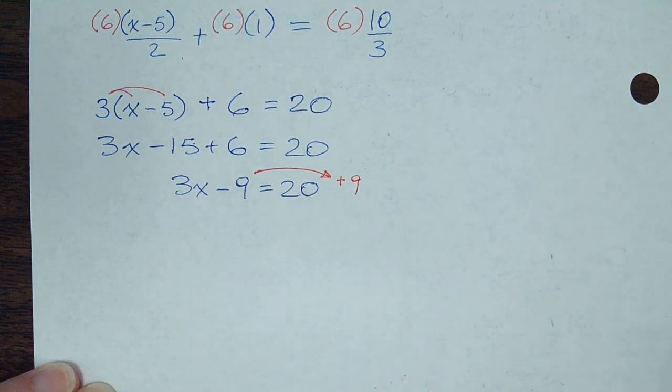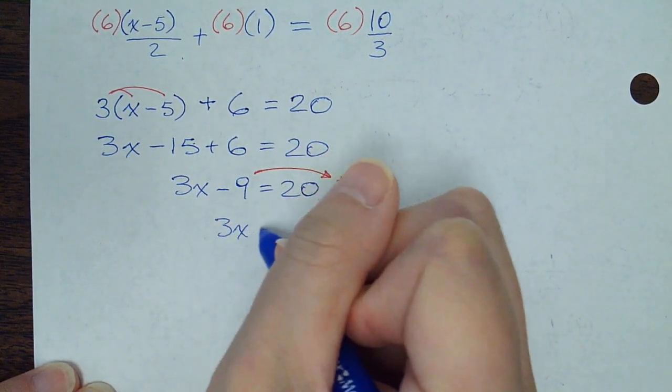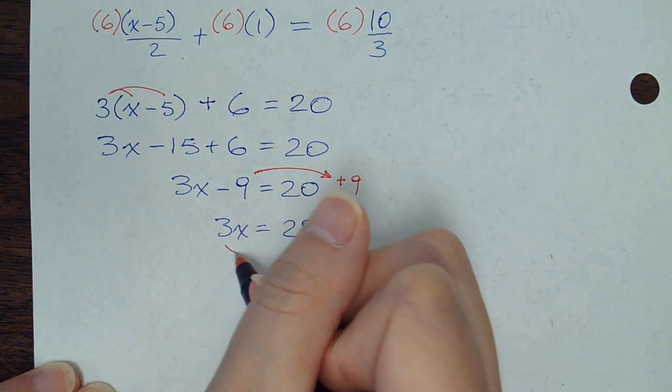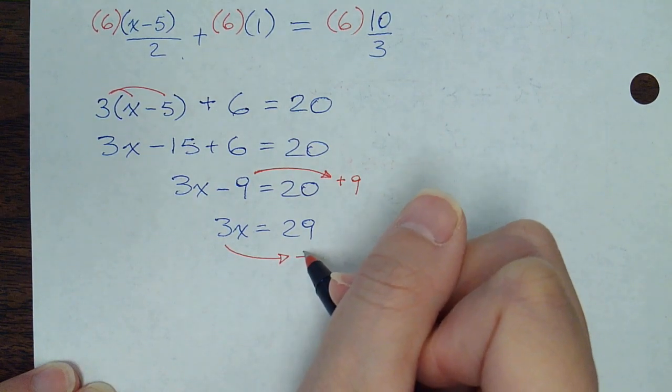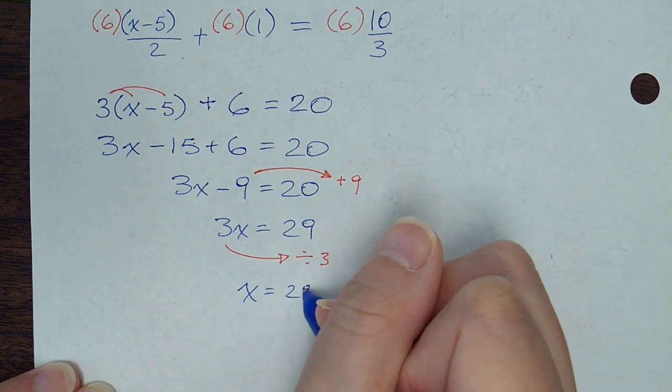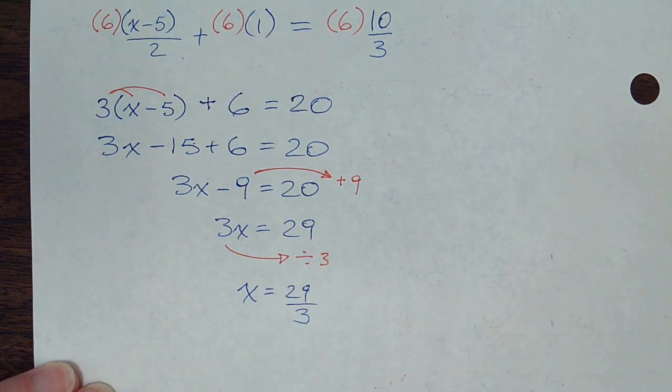Good. Plus 9. So it becomes 3x equals 29. And then divided by 3. So x equals 29 over 3.